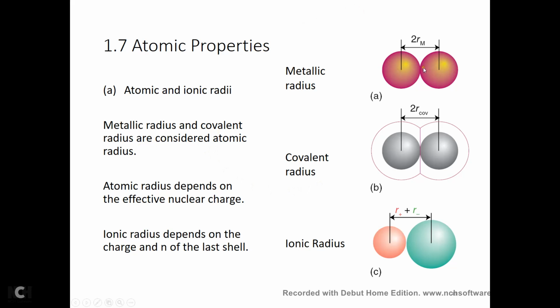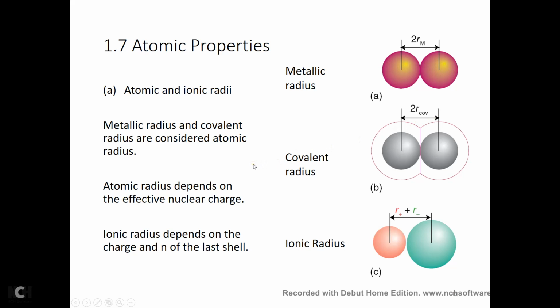So these two are metallic atoms. The distance between the two nuclei is 2 times the metallic radius. This is a homonuclear diatomic molecule, such as H2 or F2. The distance between the two nuclei is also 2 times the covalent radius.